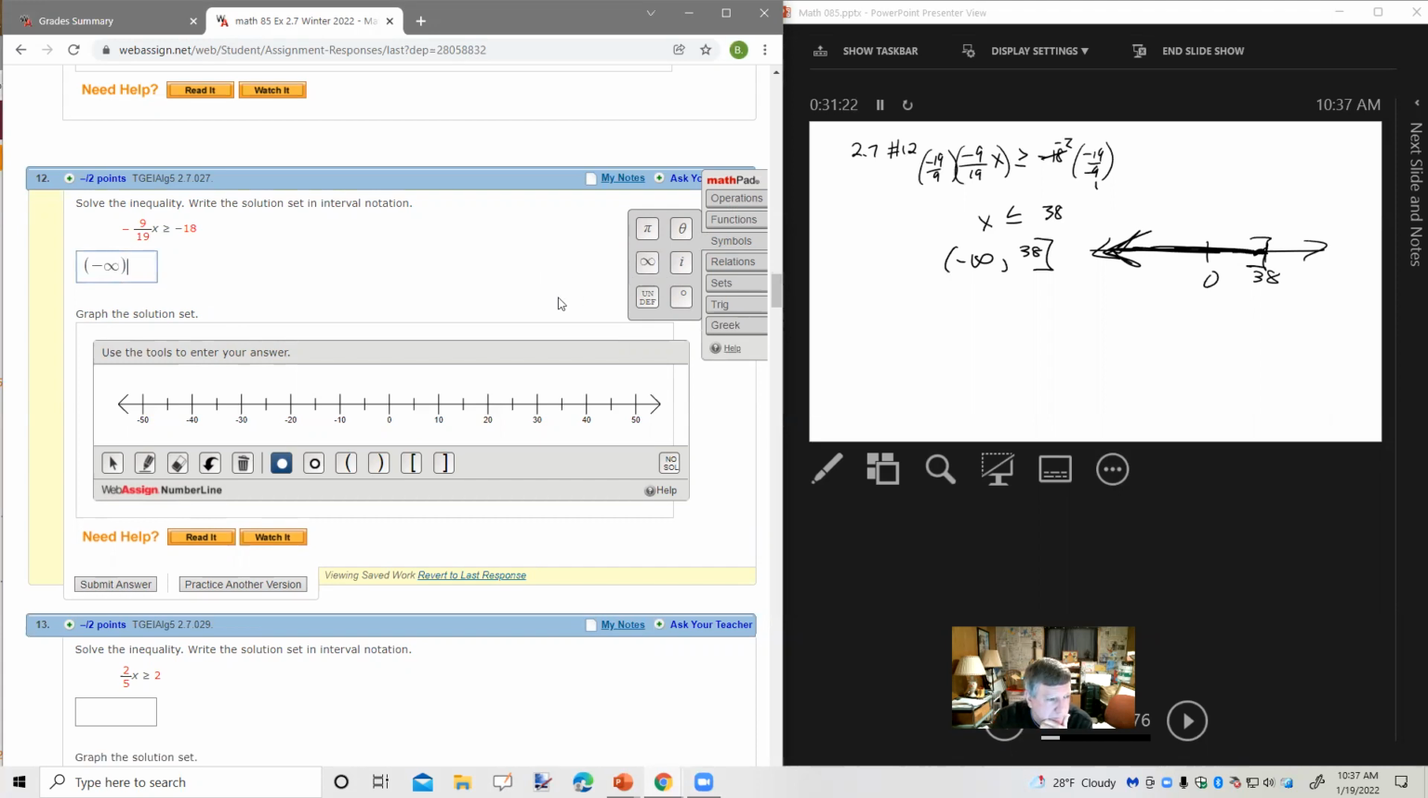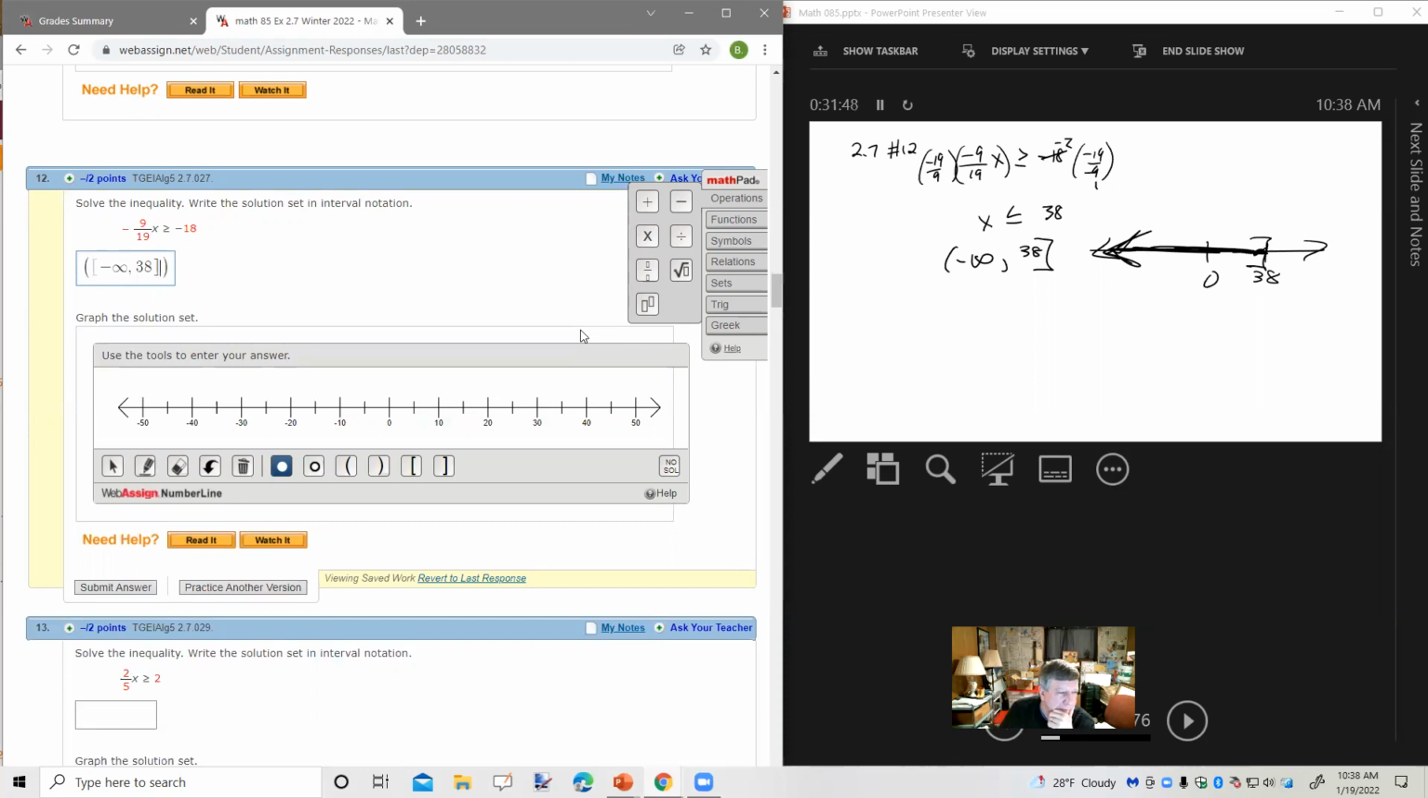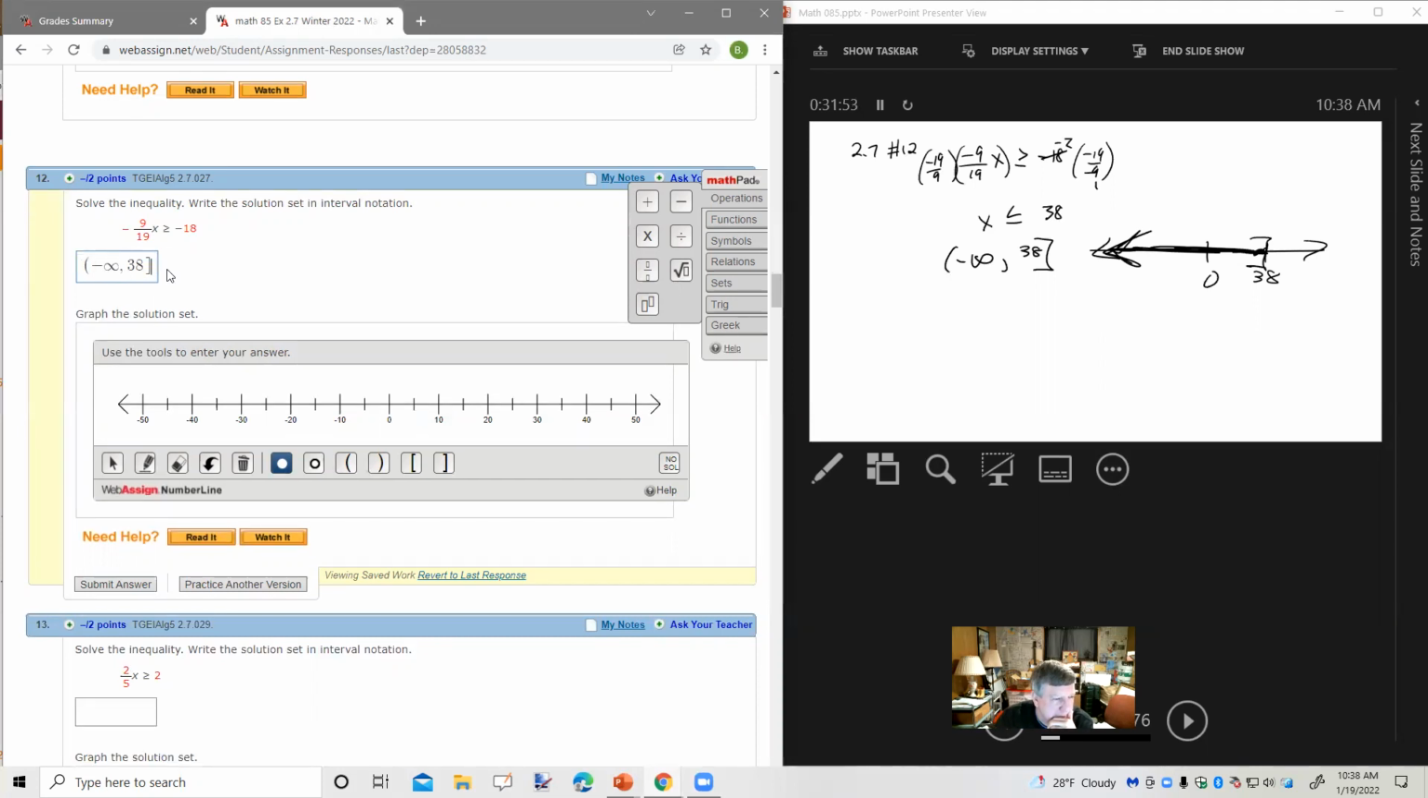Okay. Oops. Now I need a comma and then a space and then 38. Except at 38, I need a bracket instead of parentheses. So let's go back here. Oh, wait, I have brackets on my computer as well. Let's see. Now, there's a problem in that... there we go. So that looks like what I've got.